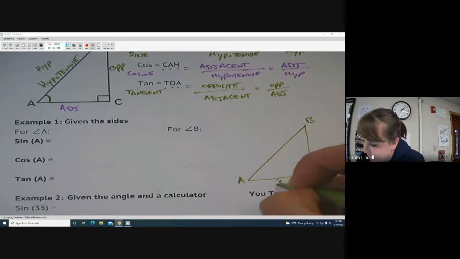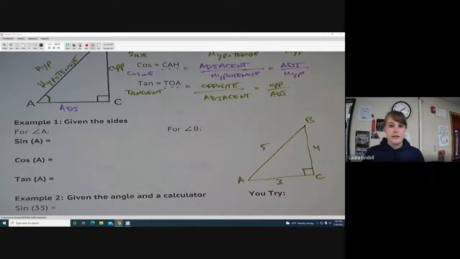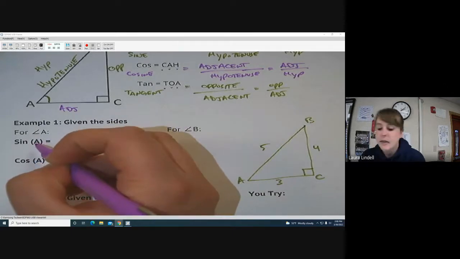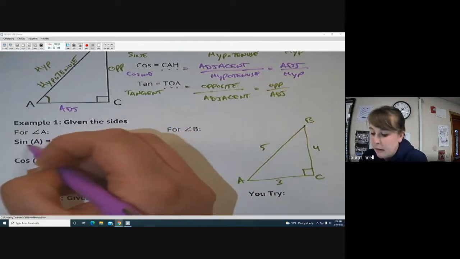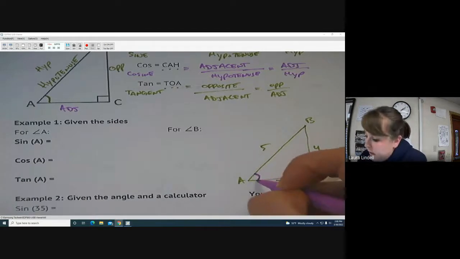And then I'm going to put some side lengths on, because our goal is to be able to figure out these ratios given the side lengths. Okay. So take a moment, draw this if you haven't. And then we're going to talk about what these ratios are. So when we talk about sine, we're talking about sine with respect to an angle. So in this case, we're talking about sine with respect to angle A, which means when I go and label my sides, I want to label them from the perspective of angle A. So this is angle A right here.